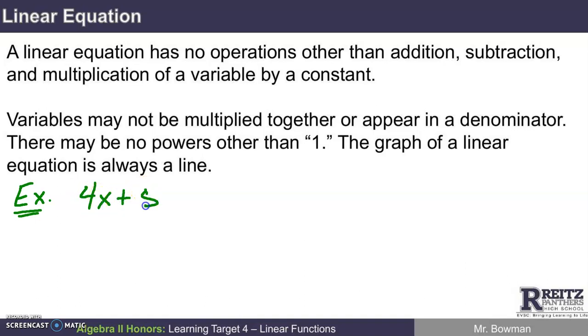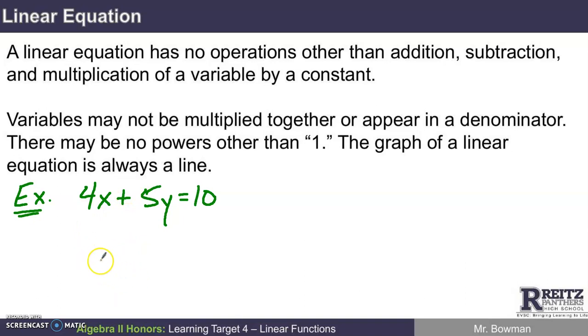4x plus 5y equals 10. That equation has only addition. There's no subtraction, but it would be okay if there was. The only multiplication that appears in the problem is between a variable and a constant, like 4 times x or 5 times y. So that's a great example. There's no power. You know, if I put an x squared on there all of a sudden, then we'd be talking about not a linear equation anymore. Let me undo that.